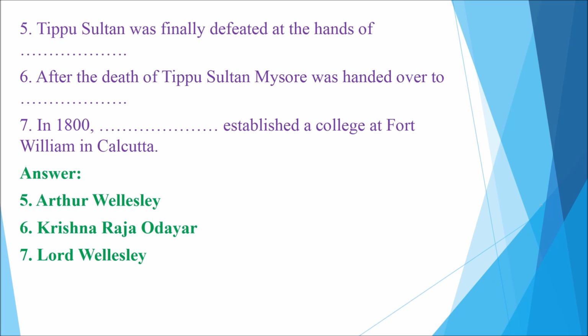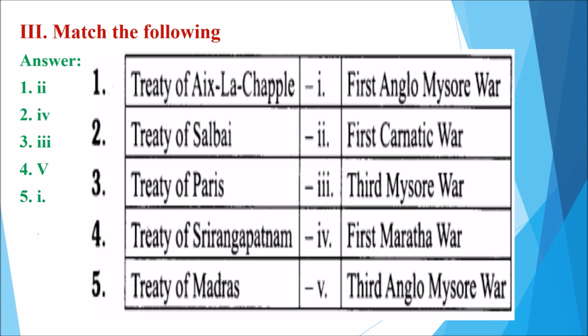Question number 7. In 1800, dash established a college at Fort William in Calcutta. So the answer is Lord Wellesley. Question number 3. Which among the following treaty was signed after Battle of Buxar? Option A. Treaty of Allahabad. Option B. Treaty of Carnatic. Option C. Treaty of Alinagar. Option D. Treaty of Paris. So the correct answer is option A.